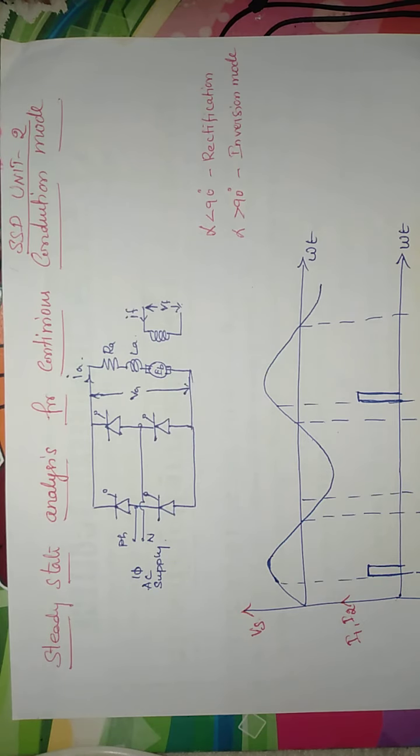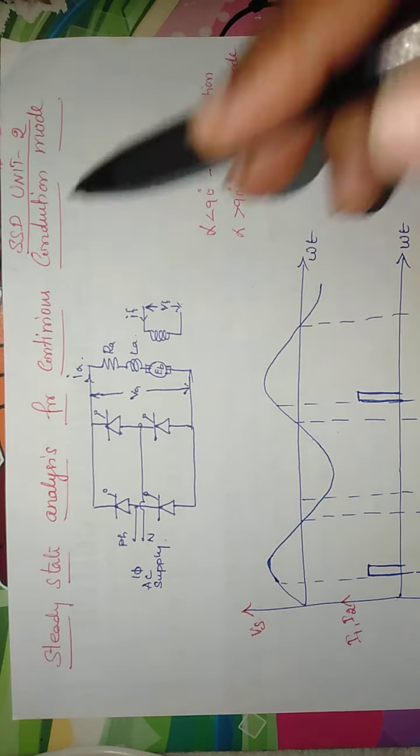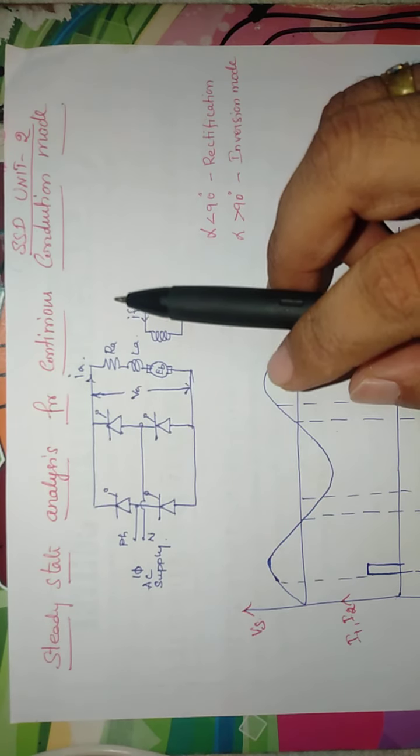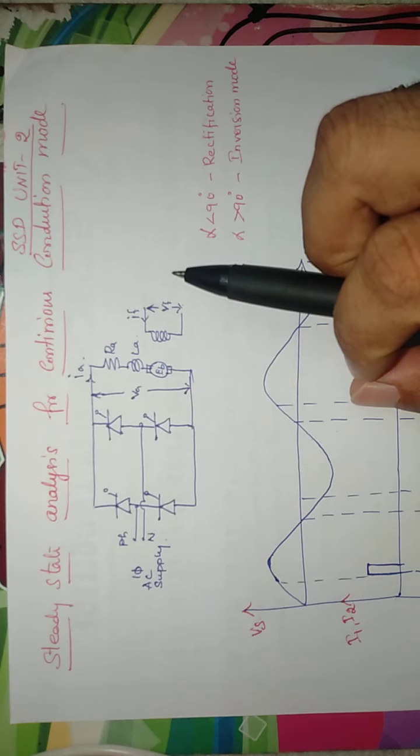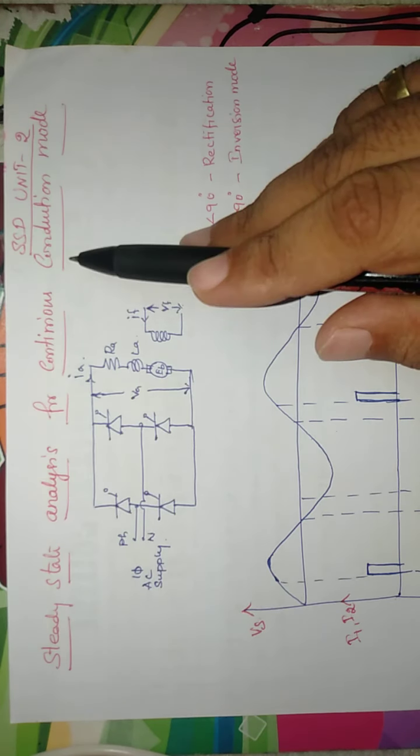Now we are going to see the next concept, that is the third part of single phase fully controlled converter operation mode. That is the third part, steady state analysis of continuous mode. Previously, in the first part we studied the basic operation of single phase AC to DC for a DC drive, and in the second part we studied discontinuous conduction mode, and in this third part we are going to concentrate on continuous conduction mode.